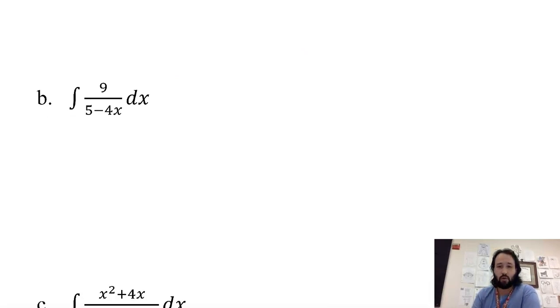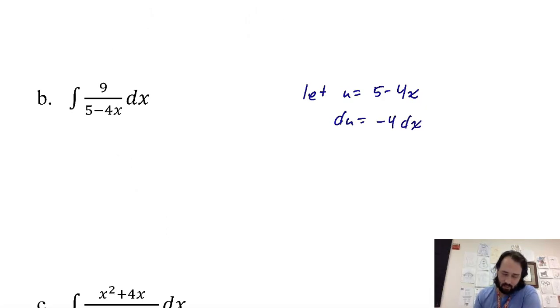Okay, stuff like this. This isn't just 1 over x or a number over x or something like that. So if it helps you, do use substitution, and then that would mean that du is just negative 4 dx. So du over negative 4 is dx.